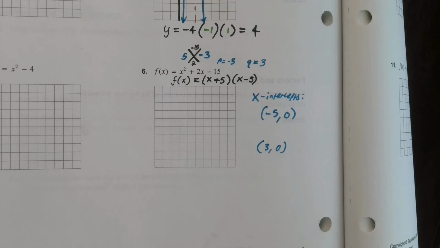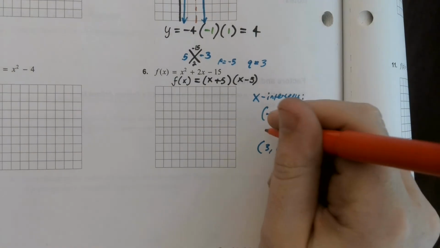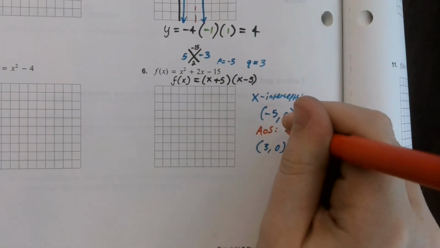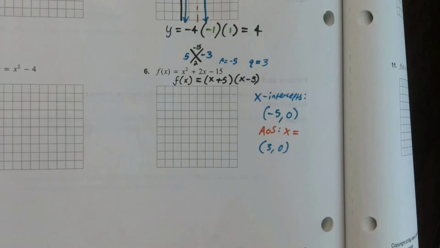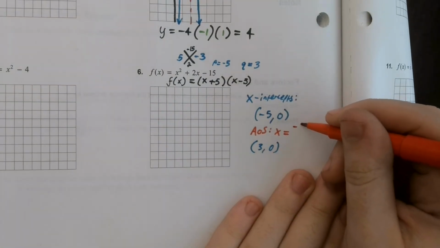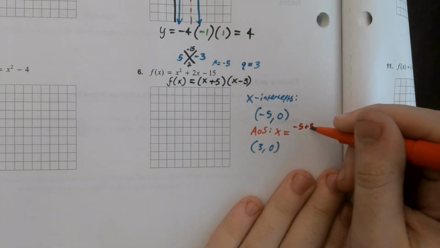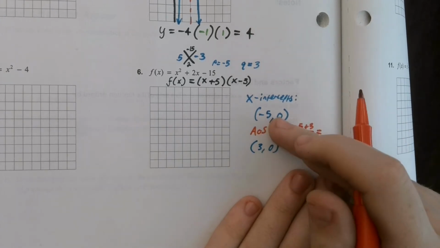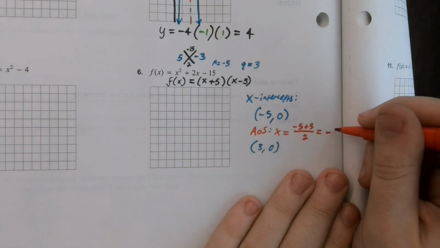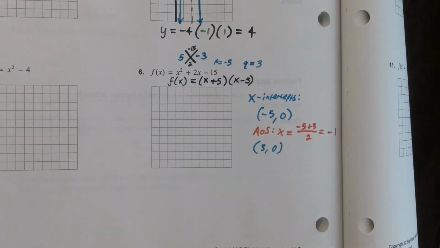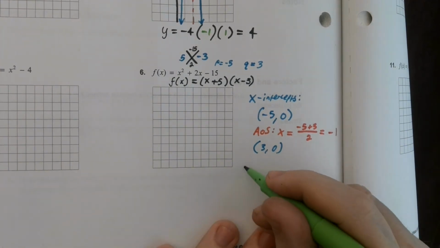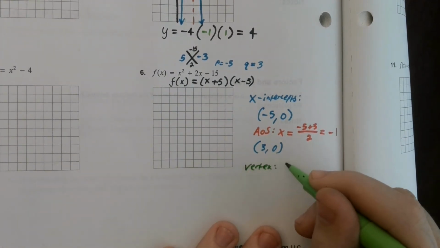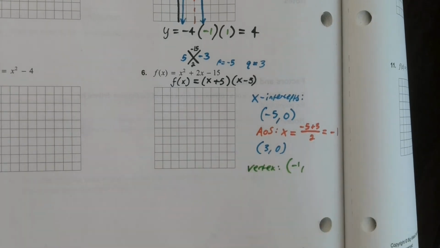We'll graph these in a bit, but first I want to ask, what should our axis of symmetry be? What is halfway between these? Well, we can take our p-value of -5 plus our q value of 3, add them up and divide them by 2. And you'll see halfway between -5 and 3 is -1. You know what else is -1? The x value of our vertex. -1, because it's going to match our axis of symmetry.